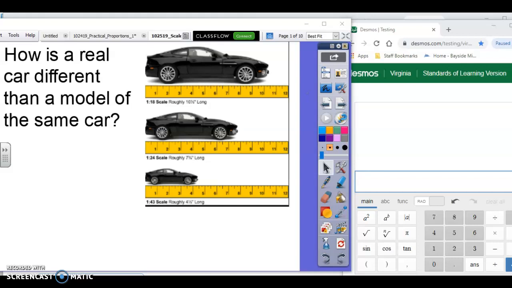All right, hello everyone. So the warm-up for today is how is a real car different than a model of the same car? So go ahead and press pause on the video and answer this in your notebook, and then press play when you're ready to continue.